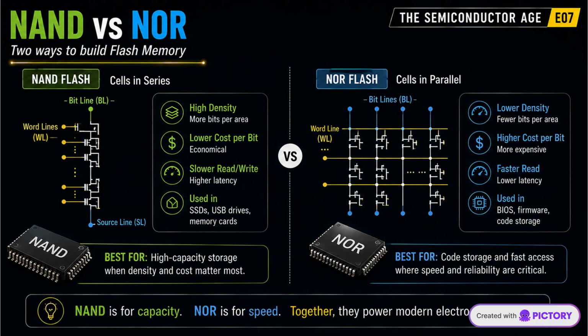Flash memory mainly comes in two architectures, NAND and NOR. NAND connects cells efficiently for high-density storage, making it ideal for SSDs and memory cards. NOR provides faster random access to individual locations and is widely used for firmware and code storage. The architecture determines what each technology does best.